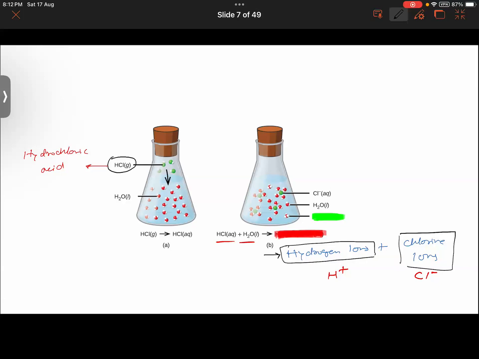Yes, sir. If you would have taken any other example, sir, let's say, isn't oil also an acid? No, oil is not an acidic substance. Sir, I have a doubt.